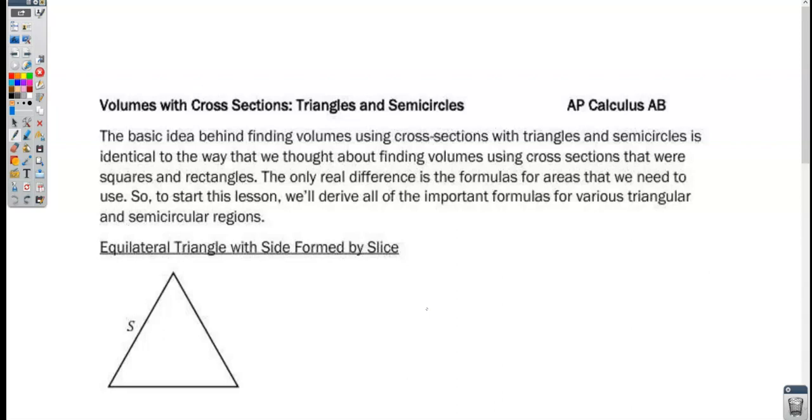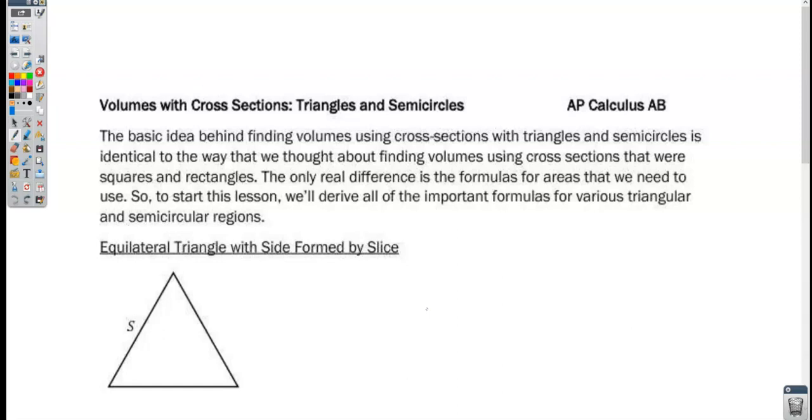Alright everybody, welcome back. In this video we're going to talk about concepts from section 8.8 of AP Calculus, volumes with cross-sections, triangles, and semicircles. In the last section we introduced the basic idea of how to find volumes with cross-sections, where all we really need to do is find the area of the cross-section and then set up an integral in order to find the volume of the cross-sectional solid.